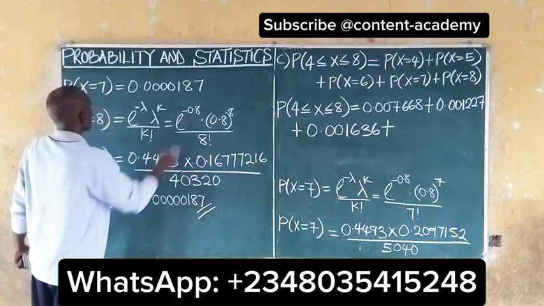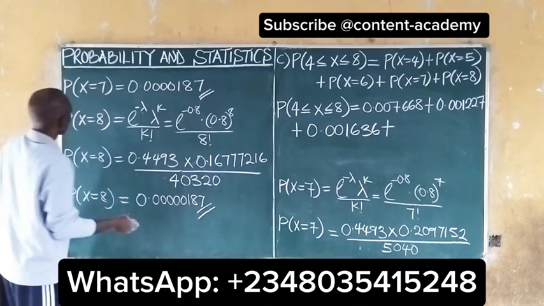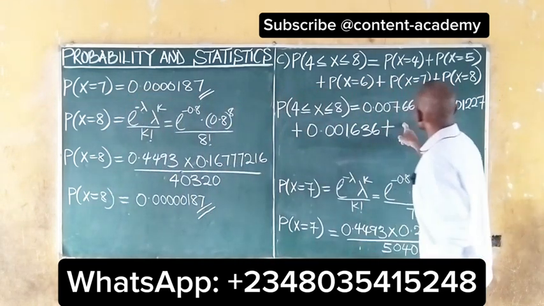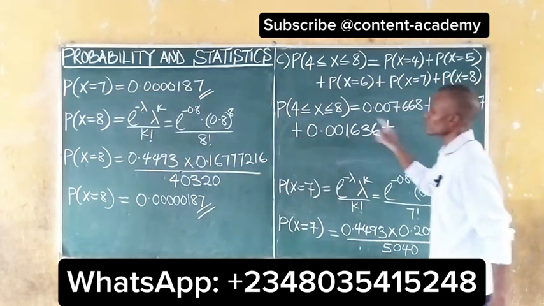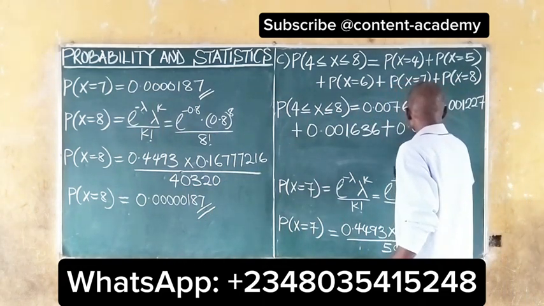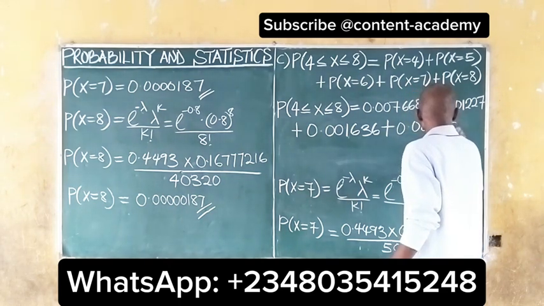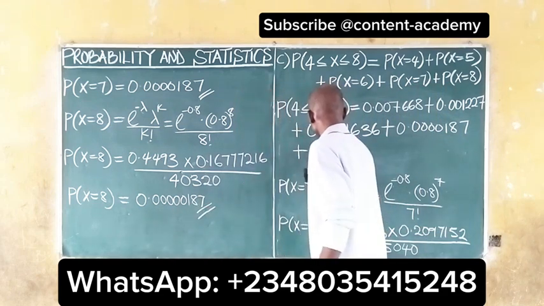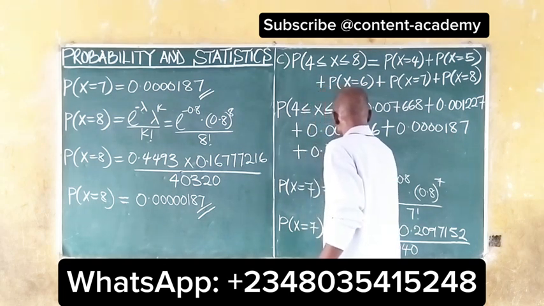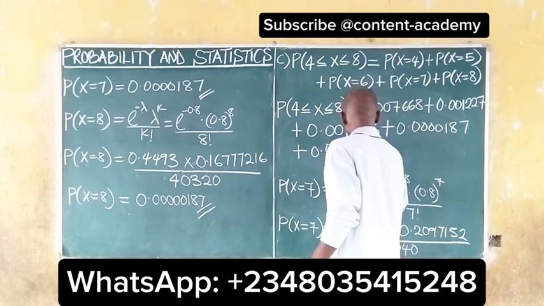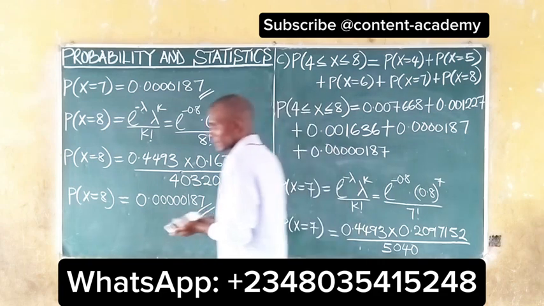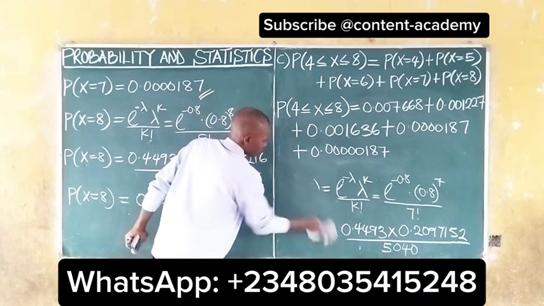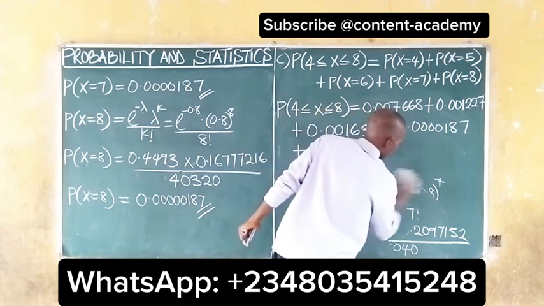So this is what we got for P(x = 7) and P(x = 8). All we need to do is to come here and write out P(x = 7) is 0.0000187 plus P(x = 8) is 0.0000187. So that is it. The next thing to do is just to tabulate for our final answer.